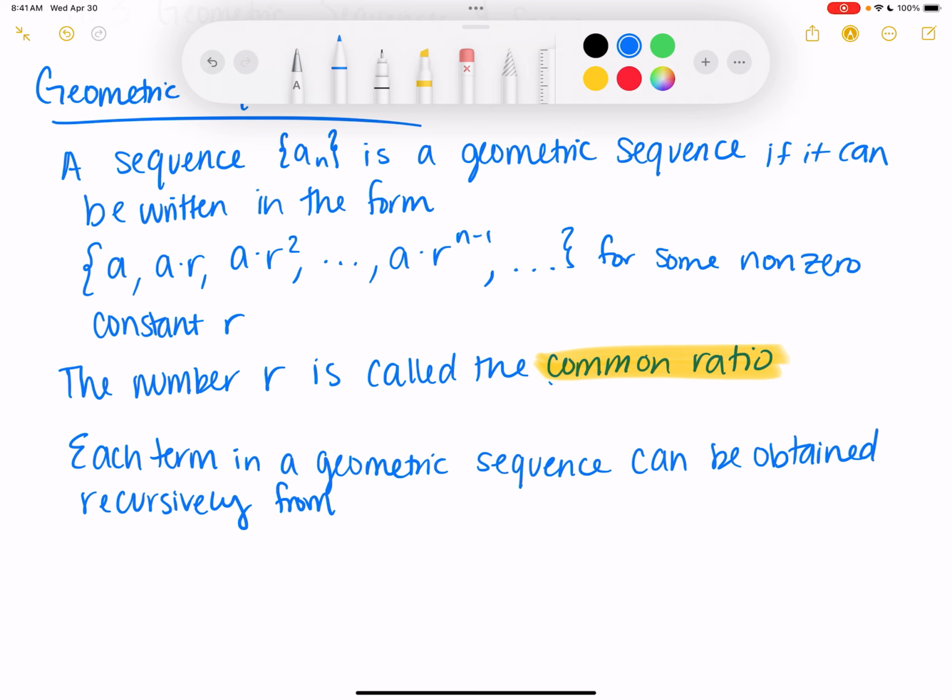Let's see. Can be obtained recursively from its preceding term.